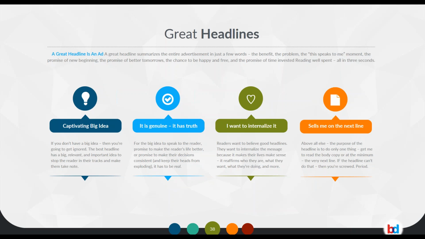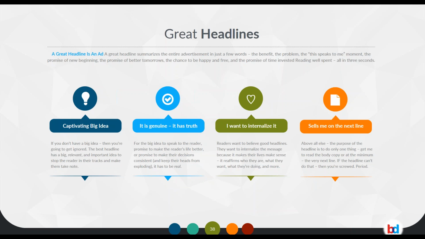The final thing that you really have to realize and be prepared to deal with is the headline's entire function is to get me to read the next line. And the function of the next line is to get me to read the next line after that. And so on and so forth until you ask for the sale. But more than anything else, a great headline gets me to read the rest of the ad. And if it doesn't, you're wasting your time.